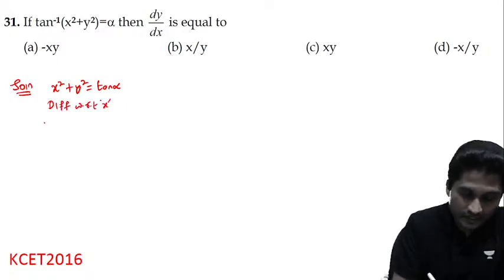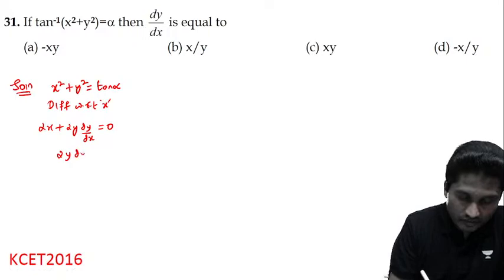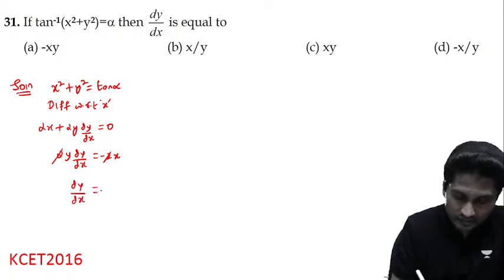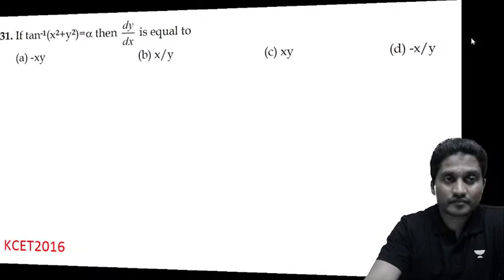Differentiation of x square is 2x, right? And differentiation of y square is 2y into dy by dx. Differentiation of tan alpha is 0 because it is constant. So this can be written as 2y into dy by dx is equal to minus 2x. 2 and 2 cancel. Dy by dx is equal to minus x by y. Okay, answer is option D. Let's move to the next question.